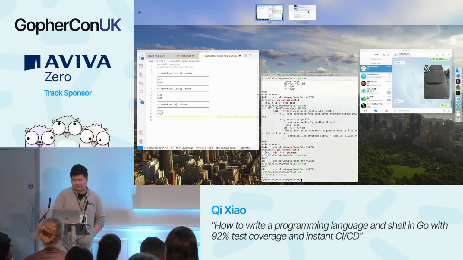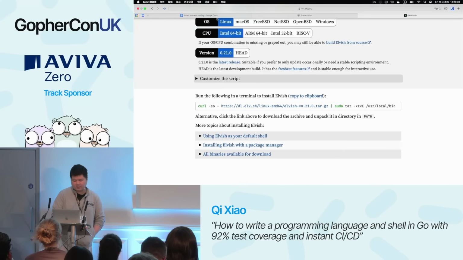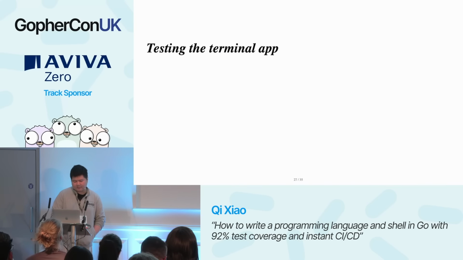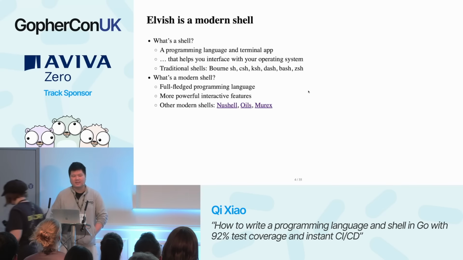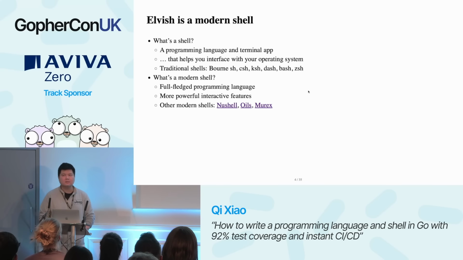Yeah, so I think Elvish is one of the earlier modern shells. I listed several other modern shells in this slide. They were all started after Elvish. So when I started Elvish, there weren't a lot of choices.